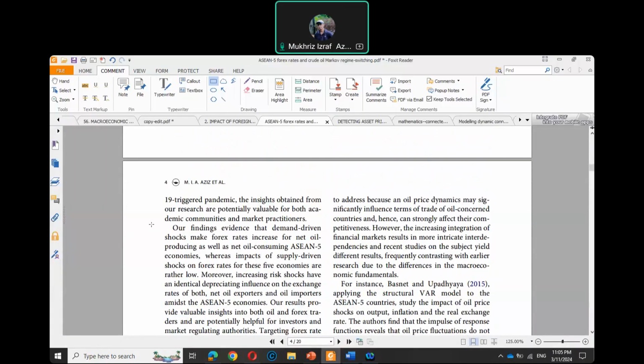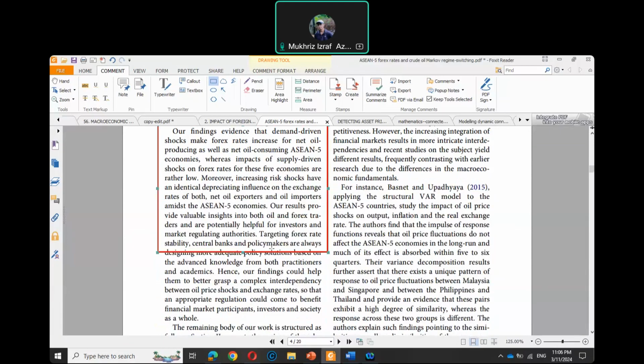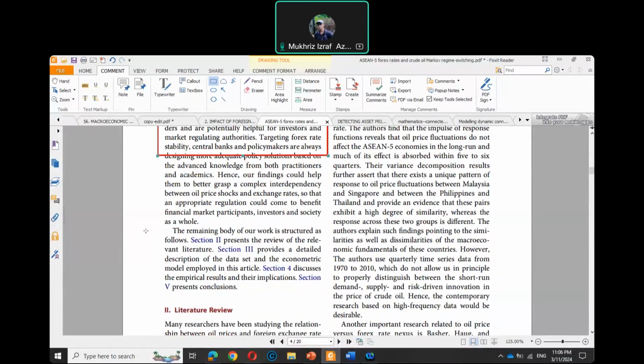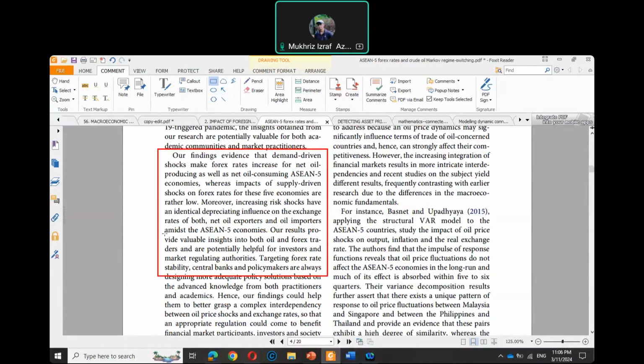Nampak ni. Our findings evidence that, ini saya punya main findings lah. Ini ialah saya punya kesimpulan ataupun apa yang saya jumpa dalam saya punya kajian. Okay. Inilah, just before masuk ke bahagian structure of the paper. Basically, this is like the last part of the introduction. Okay, I put a summary of the main findings of my paper.